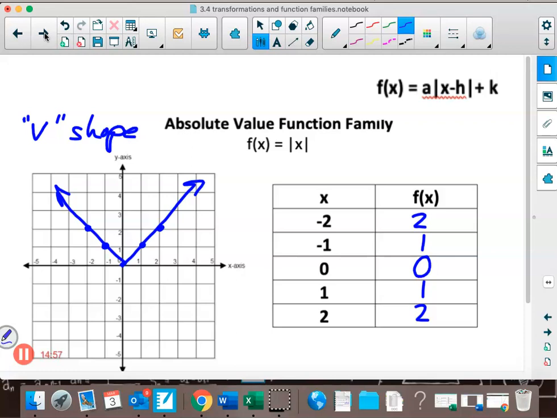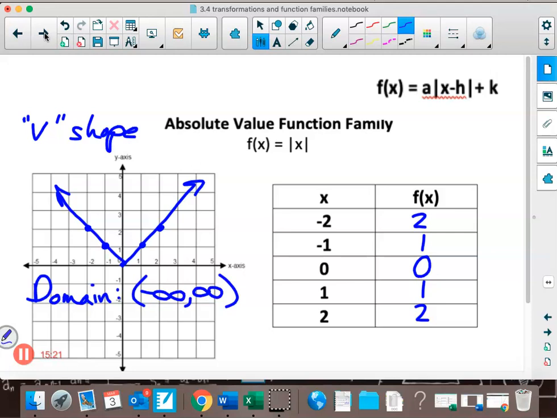Let's just review for a second. What's the domain of this graph? Fantastic. Did you guys all hear that? Domain, is that x values or y values? It's the x values. Every x value where you've got a dot on the graph. So negative 3 to infinity, or you could write all real numbers.